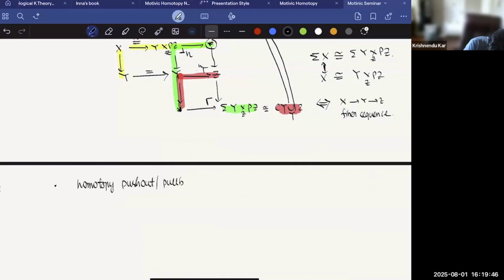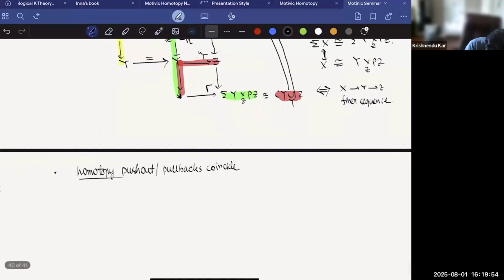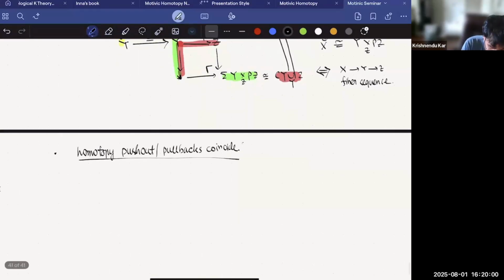So all the promises that had been made in the beginning of the talk, all of them are true. How do you see that this is easy? This is literally your pasting lemma, just once. So your A to B to C to D, this is your homotopy pushout. Note this.